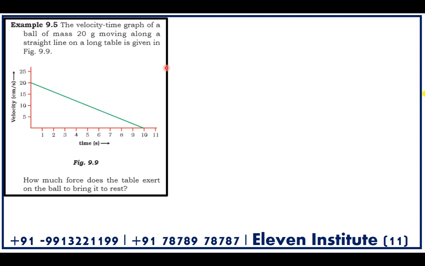Right. The velocity time graph of a ball of mass 20 grams moving on a straight line is given over here. See, this is a very easy question. Only difference is instead of providing the data numerically directly, we have been provided the data in the graphical form. We have to pick up the data from the graph, that's it.